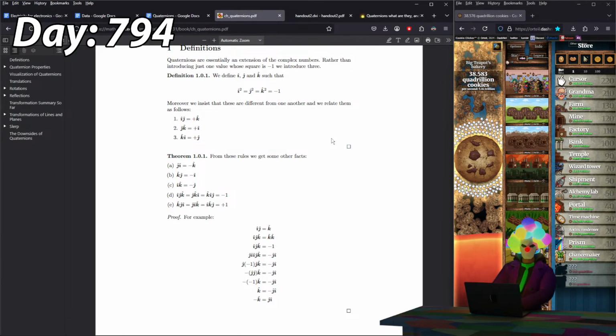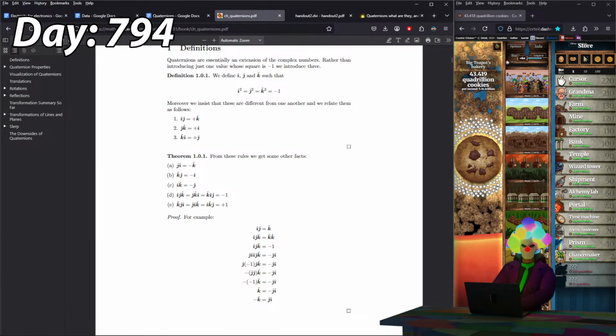Quaternions. Let's get through it. Quaternions are essentially the extension of complex numbers. Rather than introducing just one value whose square is -1, we introduce 3. So we have 3 values whose square is -1. And then we also get this. I like the plus there, jeez. Moreover, we insist that these are different from one another, and we relate them as follows: ij is equal to k, jk is equal to i, ki is equal to j. So they are going in cycles about this, right? ijk, jki, kij, yeah, okay. They are going in cycles.